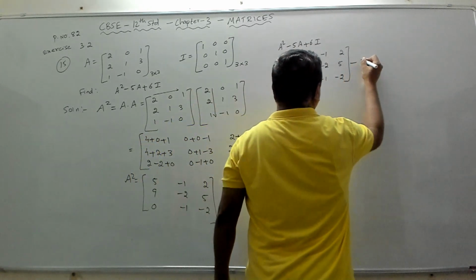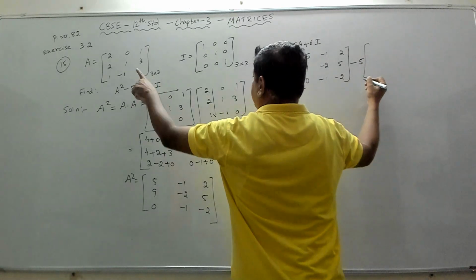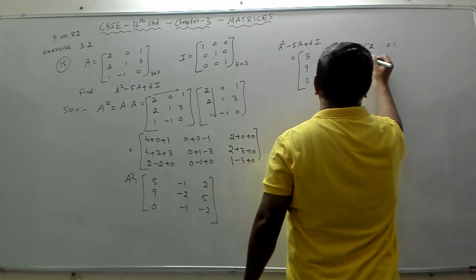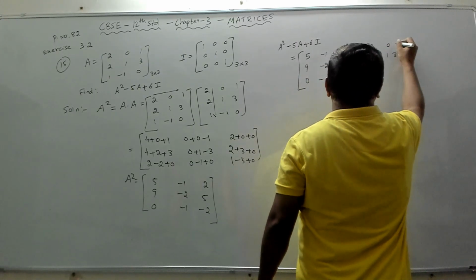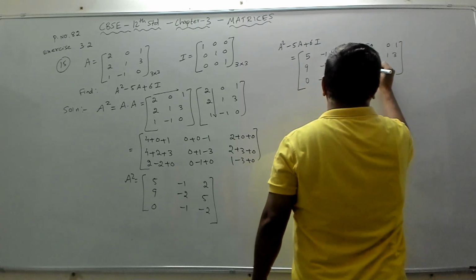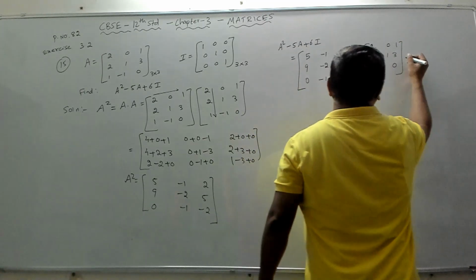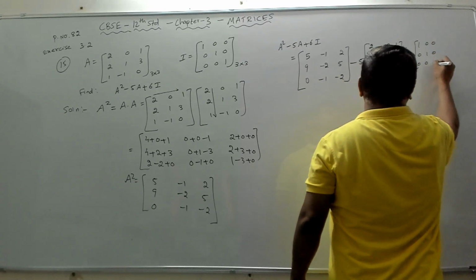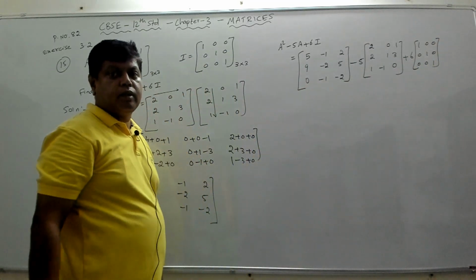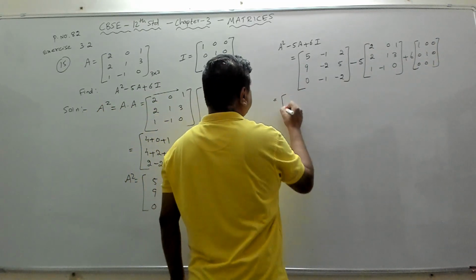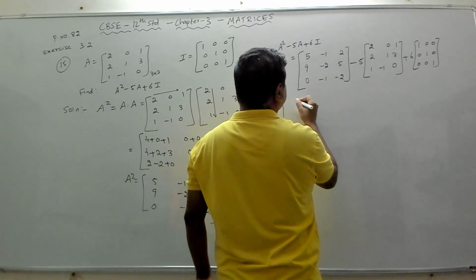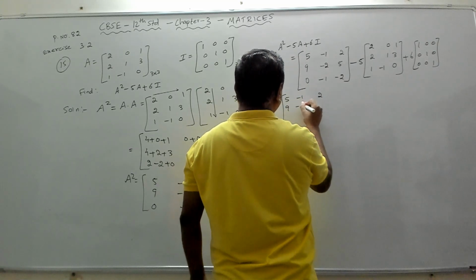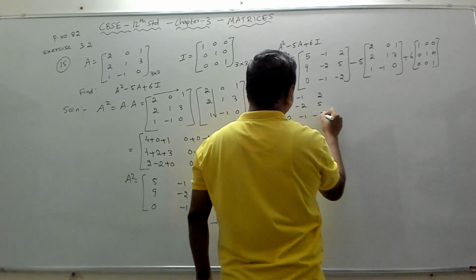Plus, minus 5 into A. A is this matrix, 2, 0, 1, then 2, 1, 3, then 1, minus 1, 0, plus 6 into I. I is 1, 0, 0, 0, 1, 0, 0, 0, 1. Your identity matrix. Right, now we should simplify this. So what do we get here? So this is 5, minus 1, 2, 9, minus 2, 5, 0, minus 1, minus 2.